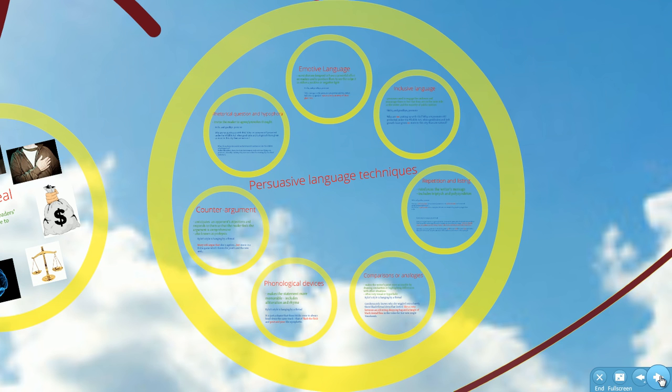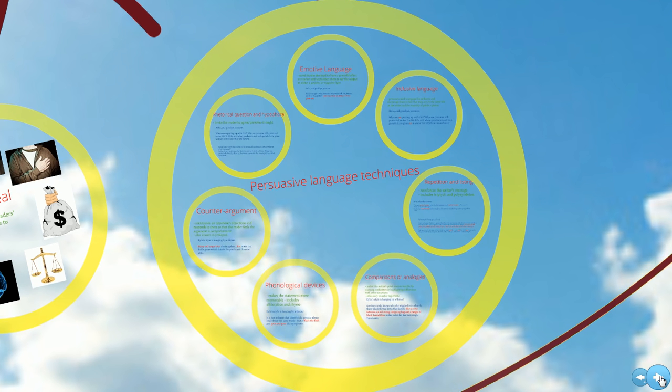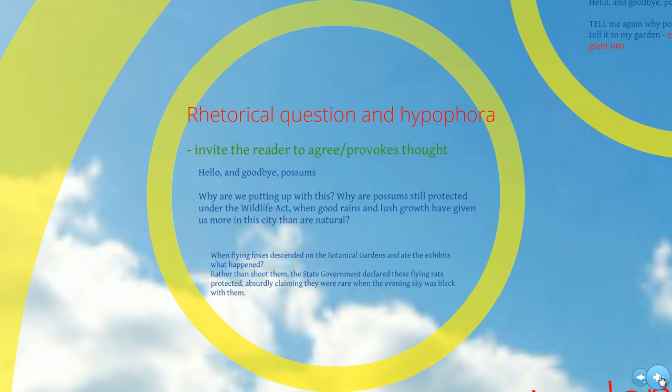Now, these are just some of the most common persuasive language techniques. Obviously, there are lots more. You really just need to pick out any quotations and try and explain in your own words how they persuade the reader or position the reader to agree. But we'll just go through some of these common examples.